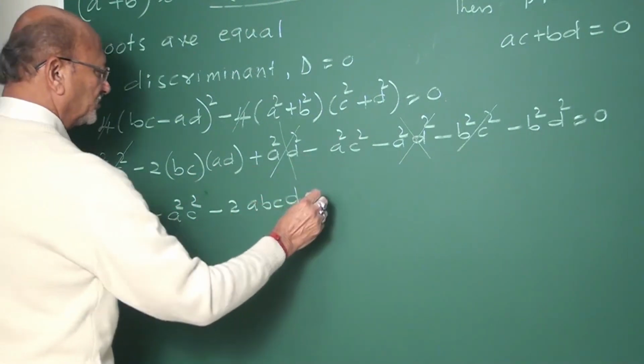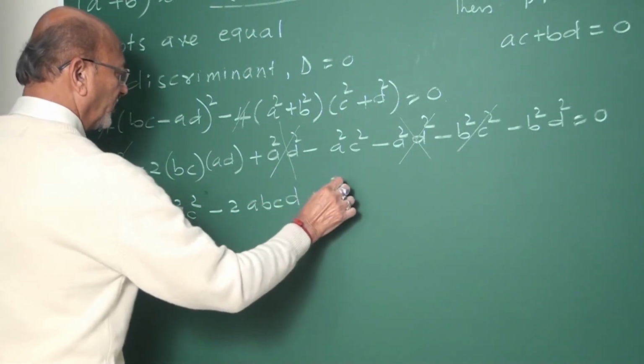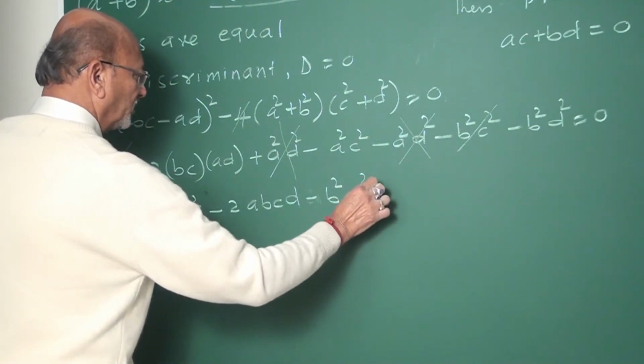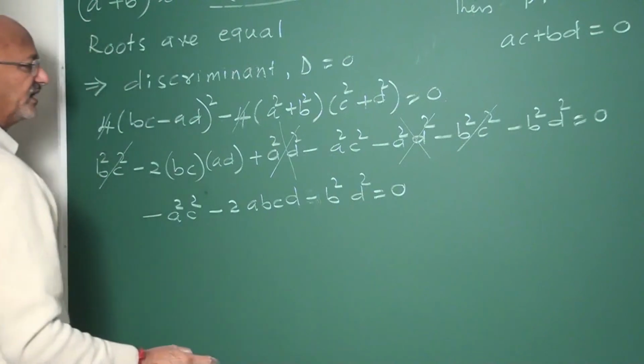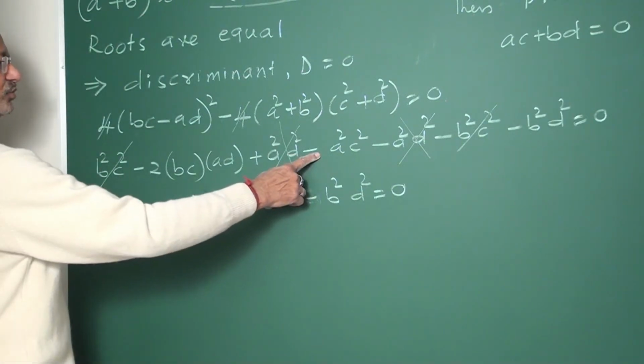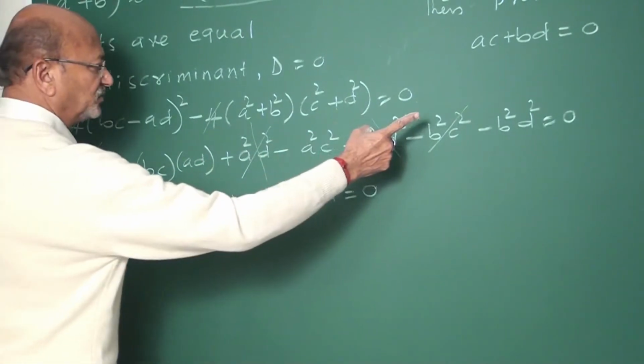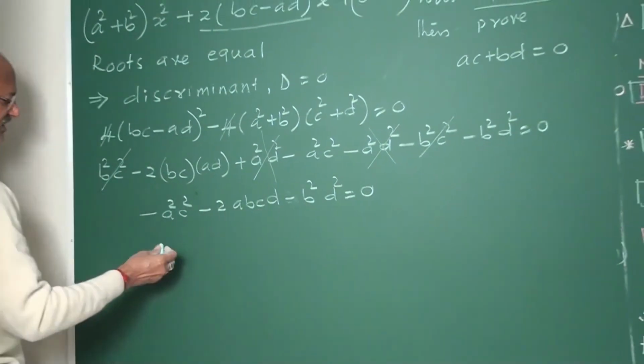ABCD plus B square. No, it is also minus. Minus B square D square equal to 0. Remaining I have written, my friend: minus A square D square, minus 2 ABCD, minus B square D square equal to 0. Change the sign.